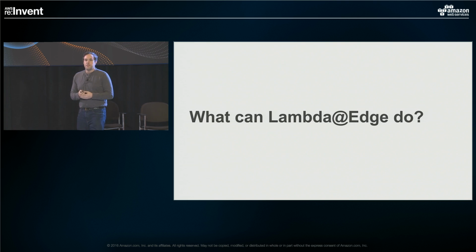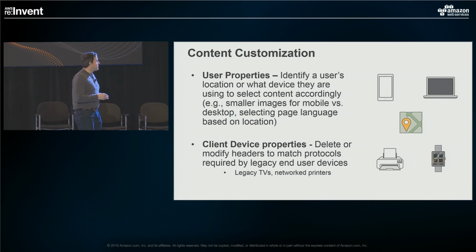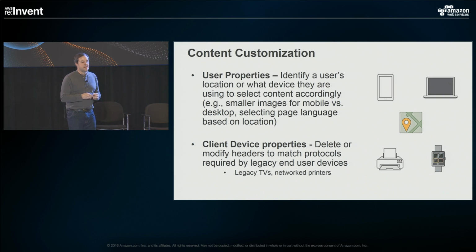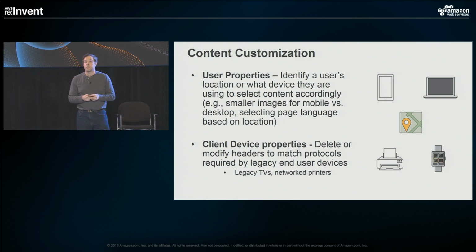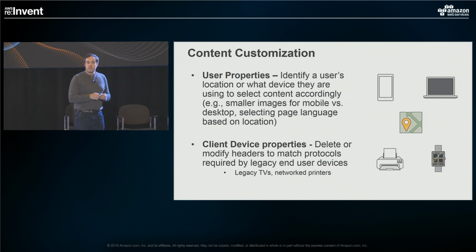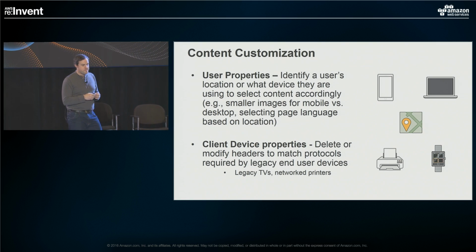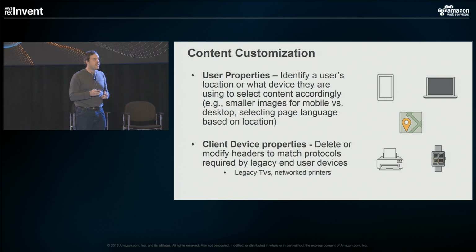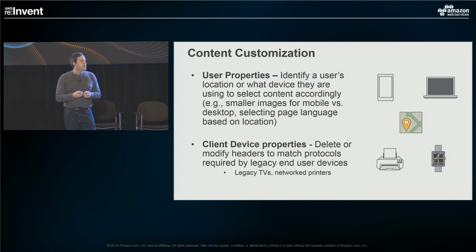But let's get to some of the things that you could actually do with Lambda at the Edge. So one of the use cases that we've heard a lot from our customers is content customization. So being able to identify a user's location or what sort of device they're on, and potentially either customize the object being requested from the cache, or changing image sizes and things of that nature. Likewise, changing the request or the objects being returned based on the device properties in terms of screen size. Perhaps the location of the device could indicate that you would want to send back different content.